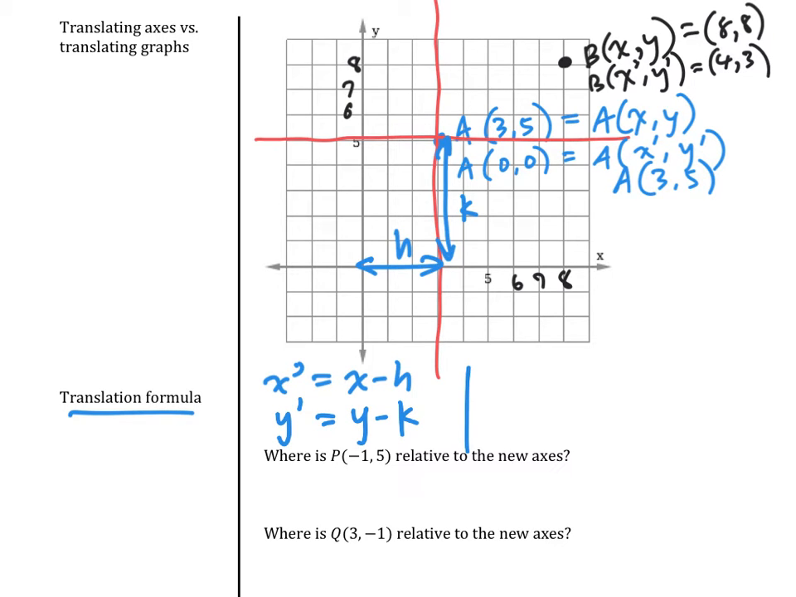We can actually go backwards, right? Let's say you know the new coordinate. How do you get back to the old coordinate? The old coordinate x is the new one plus h, and you can see that it's pretty simple. It's just adding h to both sides. And same thing, y is equal to y prime plus k.